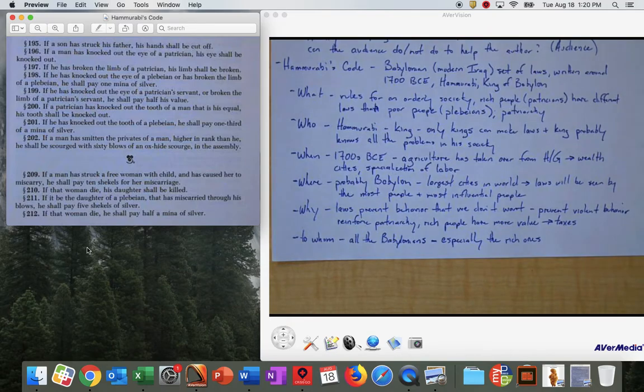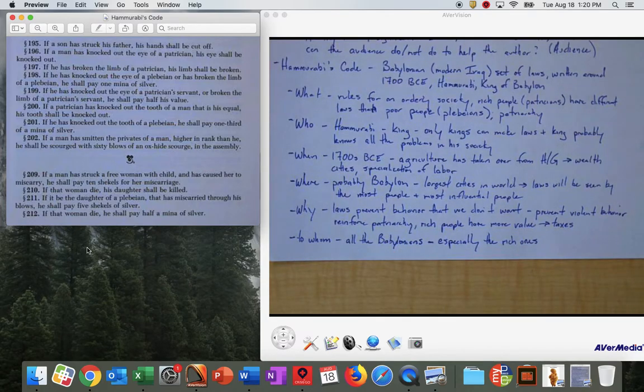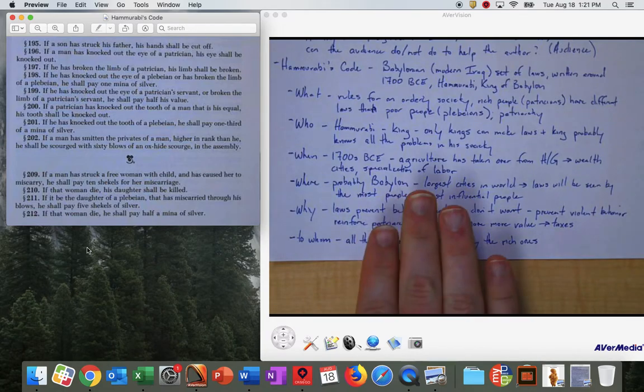Okay, let's look at another source. So I'm going to switch to a different sheet of paper because I've used this one up. So if you need to finish, pause it. I'm going to switch to a different page right now.